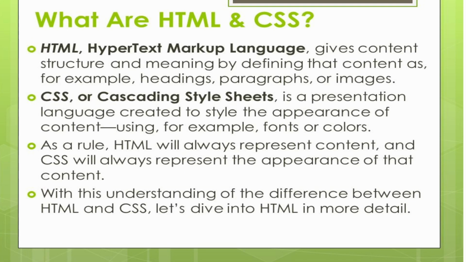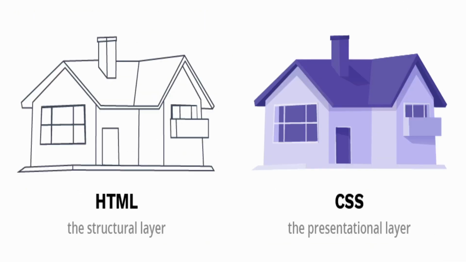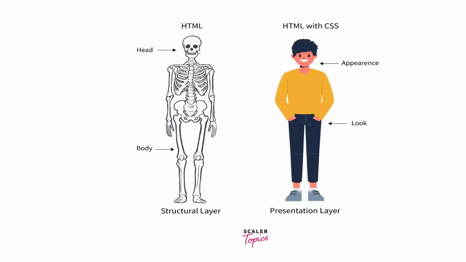CSS is basically what font will be used, what colors will be used, and what shape the button will have. CSS is so easy and so simple. We'll do a CSS course afterwards, but this one is the HTML course. So HTML is the structural layer and CSS is the presentational layer. HTML has the head tag and body tag, and CSS handles appearance and look. How the website page will look depends on CSS.